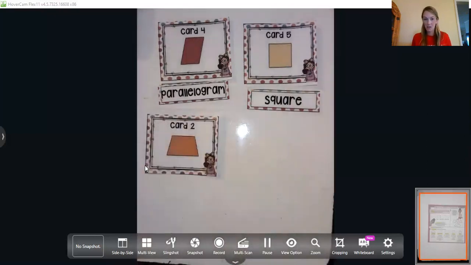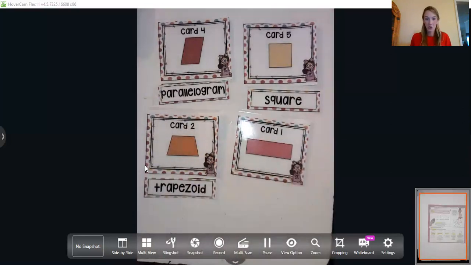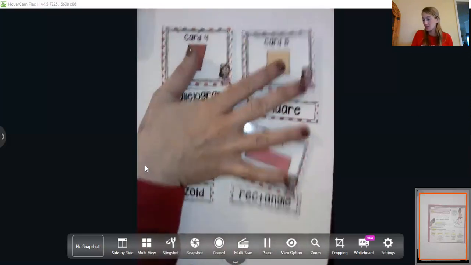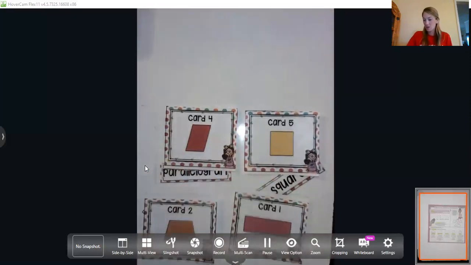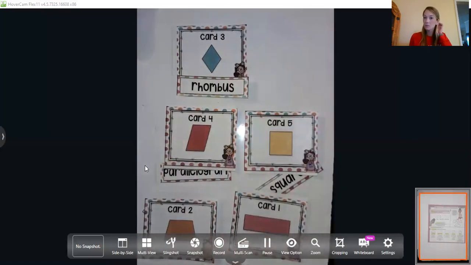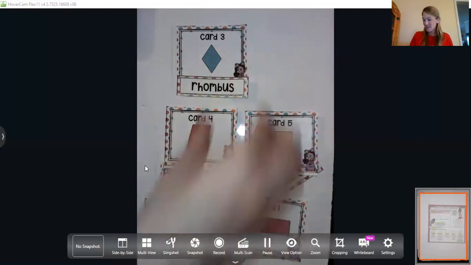This is one that we had on our desks, and so you guys might remember this one, but this one is a trapezoid. You should know that that is a rectangle. And this last one, I'm going to kind of scoot these down. Okay. This one is a rhombus. We've talked about that too.